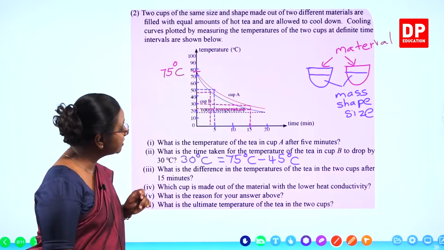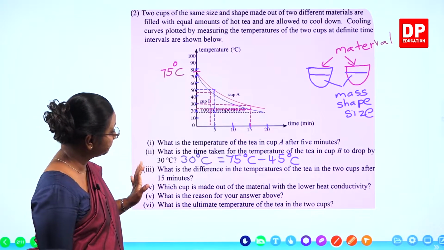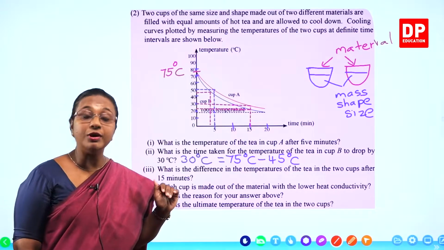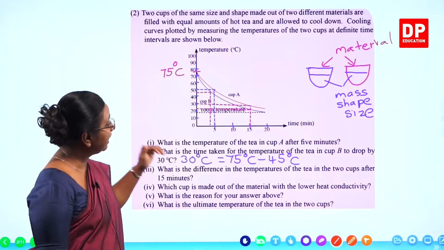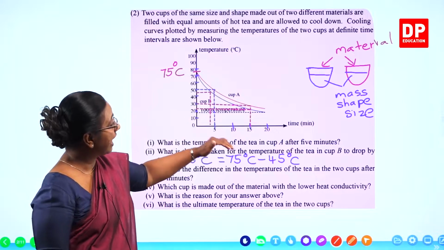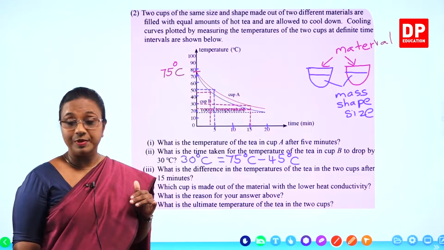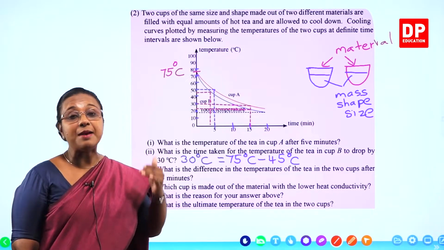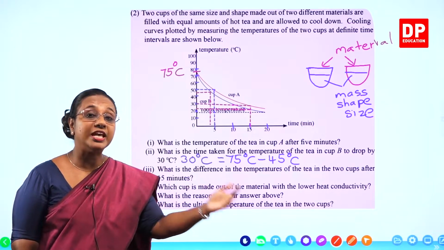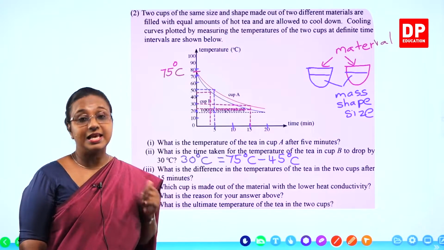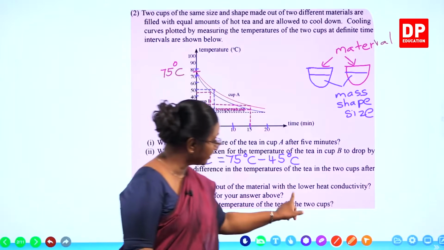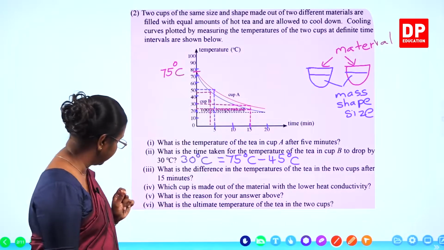And what is the reason for your answer above? This is what you have to explain. Cup A takes longer time than cup B to reach room temperature. So that means the ability of cup A to lose heat to the environment is less. Therefore, it has a lower heat conductivity.